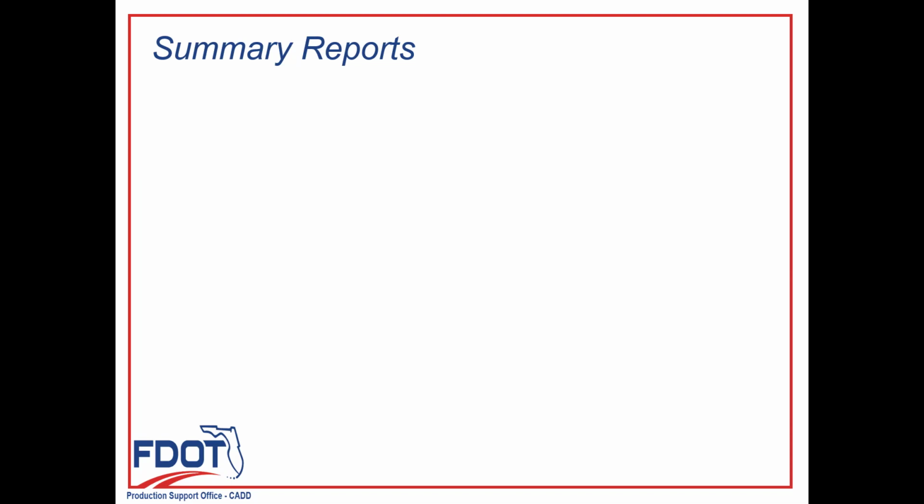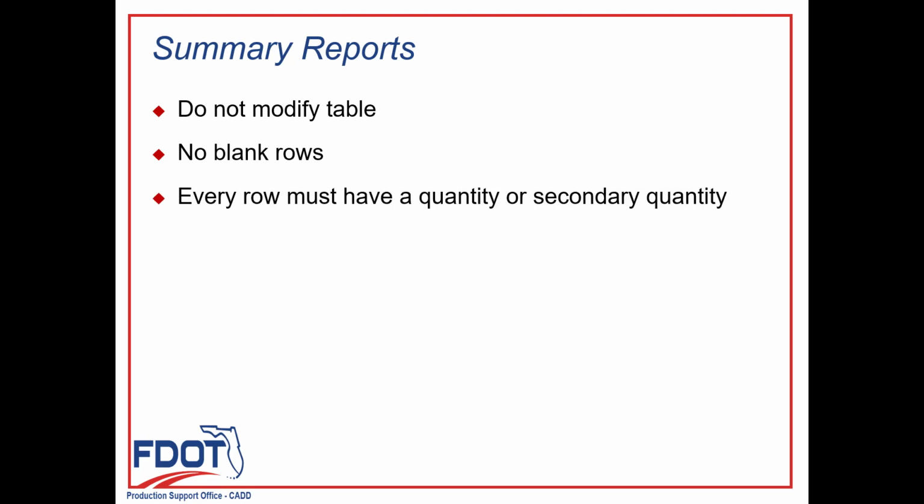So here are some do's and don'ts for the Excel summary tables. Don't modify the table. The columns and layout are formatted to be compatible with the tools to create the estimated quantities report. Don't leave any blank rows in the table. The Summary Reports Builder is reading the quantity data from each row in the file. If it gets to a row in a worksheet where there's not a quantity or secondary quantity, it sees that as the end of the file, and it goes on to the next worksheet. Anything in the worksheet after that blank row will be ignored and will not make it into the PDF.